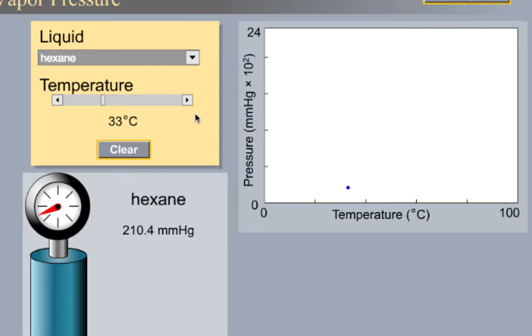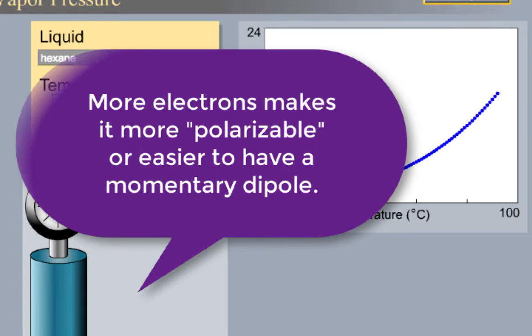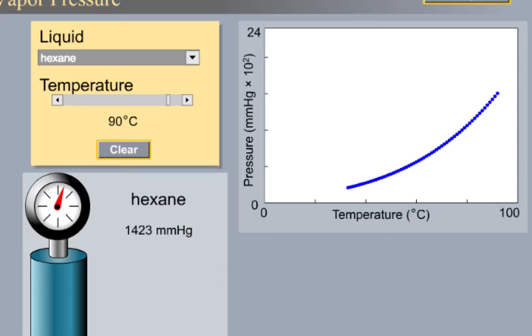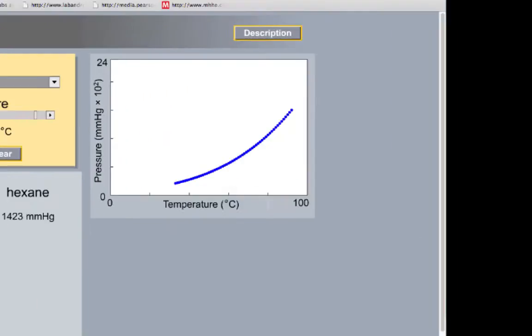So let's take a look. I'm going to crank it back up to 90 degrees. Let's see what happens. Now notice something about the graph. You'll notice the graph is not going up quite as steep as it was before. Are we going to get to 3,500? Nope. 1,423. Why is that? Well, it has more London dispersion forces because it's a bigger molecule. It has 6 carbons, not 5. Now, realize that once you have this down, the idea that vapor pressure has to do with what kinds of intermolecular forces, then that helps you with melting point and boiling point.